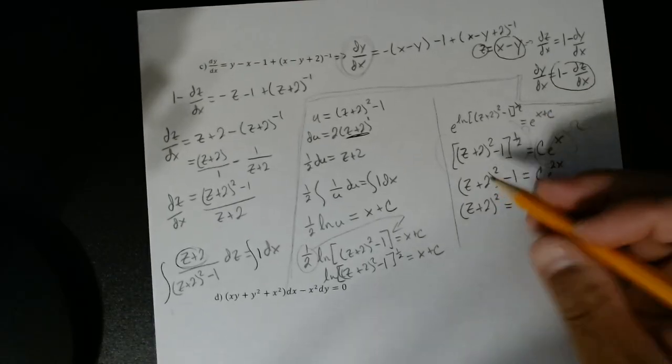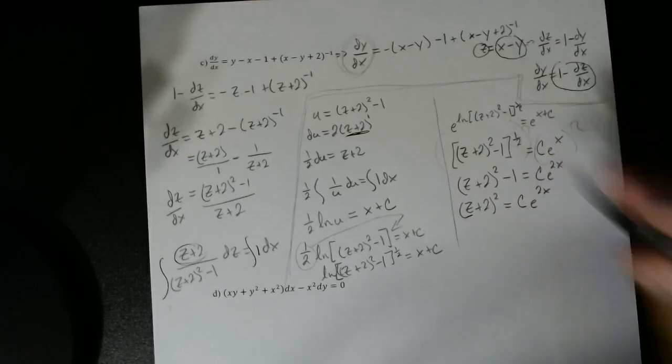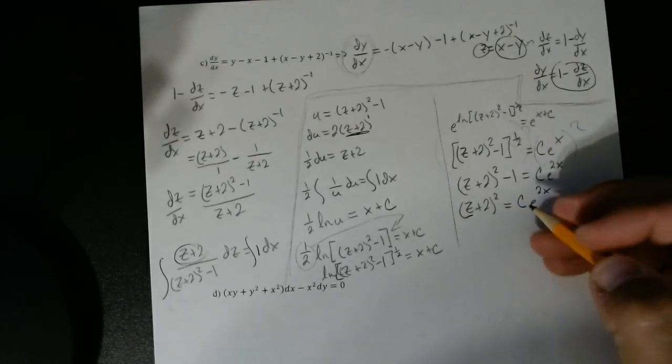So we could stop here and then just work our way backwards. So again, originally z was x minus y. So if we just replace it, we get our final answer.